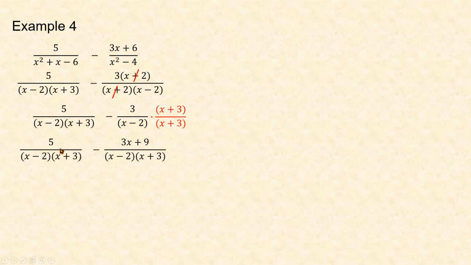So I have 5 over that minus, now 3 times x plus 3 is 3x plus 9. You have to multiply them out, and then you can do the subtraction. But with the LCD, you see the denominators are the same now. So you can go ahead and subtract. 5 minus 9 is negative 4. And then minus 3x gives you a negative 3x, right? So negative 3x minus 4 over x minus 2, x plus 3.